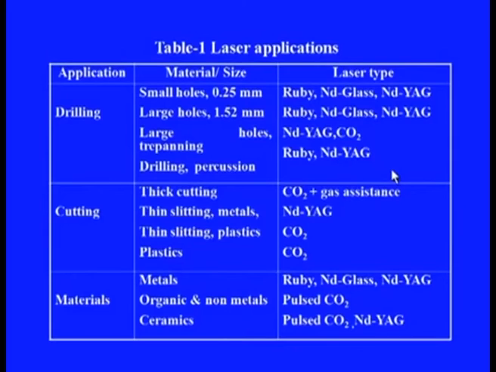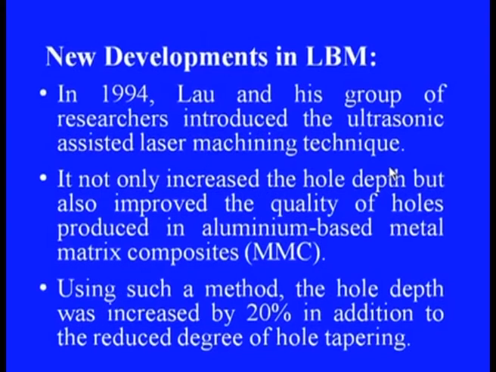Then, as far as work materials are concerned, for metals generally ruby, NdYAG and neodymium glass lasers are recommended. Then for organic and non-metals, pulsed carbon dioxide lasers are recommended, and for working with ceramics, pulsed carbon dioxide and neodymium yttrium aluminum garnet are recommended.